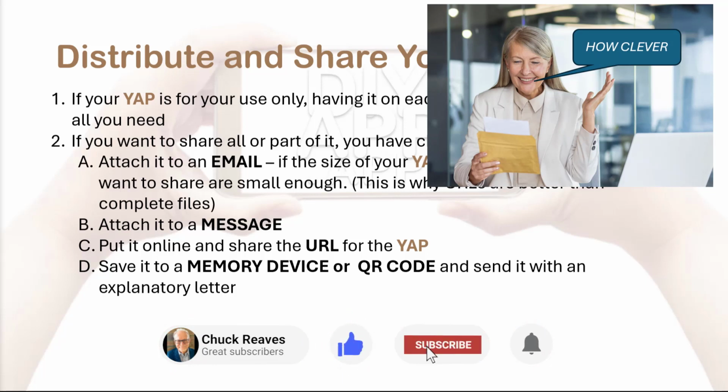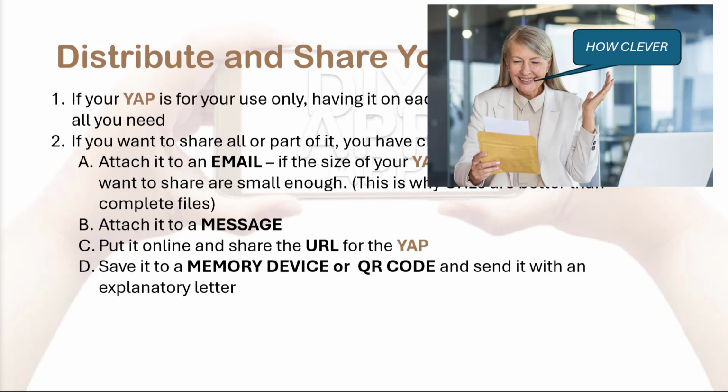Imagine you get a letter in the mail, you open it up, there's a message from someone that you respect, someone that you know, or someone you could check out online, and there's a memory card. Or better yet, there's a QR code. And now they can access your YAPP through a direct mail.